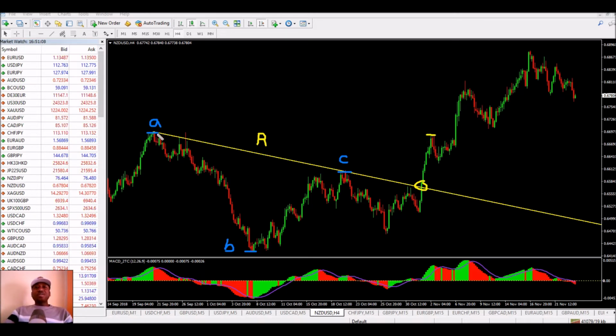So we have a resistance line here, but we can see that in this trade setup, the market correction did not come back to test the resistance line. So here the resistance line did not change to a support. So we are not considering this as a high probability trade. If you want to trade this, you have to wait for this high to be broken.